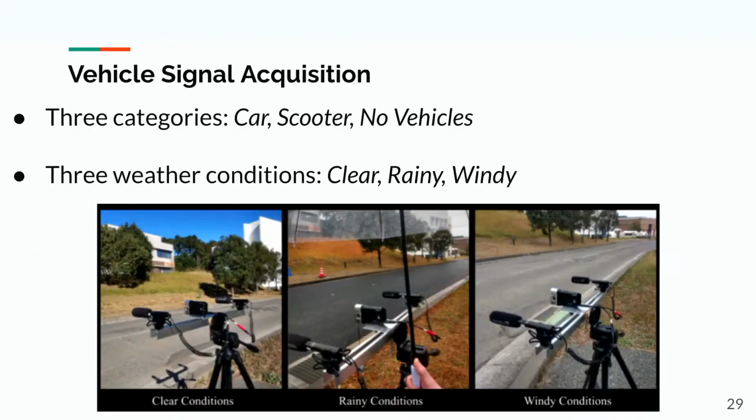The first step is, what kind of signals are we looking at? So in this case, we're looking at cars. Can we identify this vehicle as a car, as a scooter, or are no vehicles passing at this particular point in time? And we got these signals in 3 different weather conditions: when it was clear, when it was raining, and when it was windy. I know you can't see the wind on the picture, but I promise you it was windy.